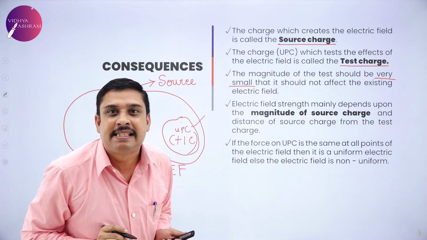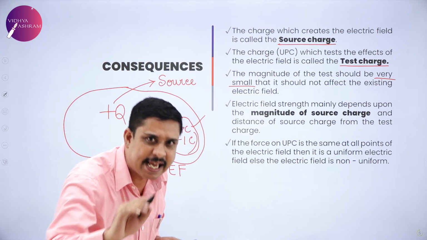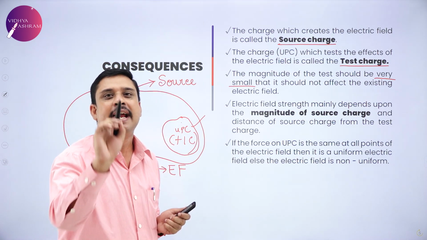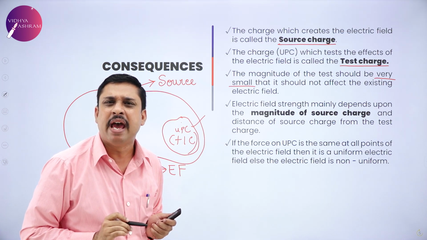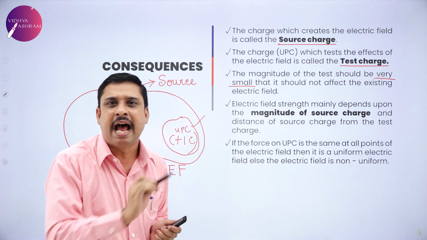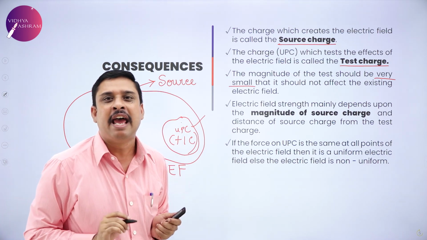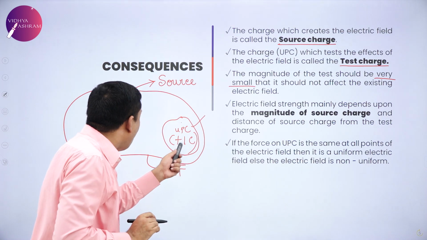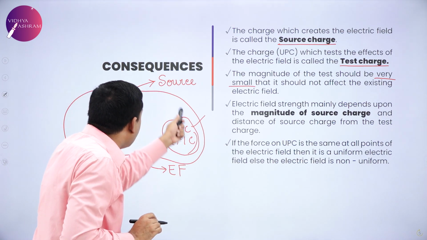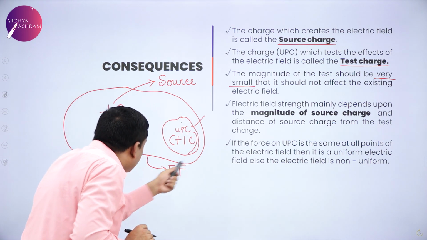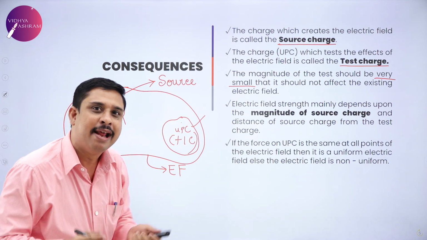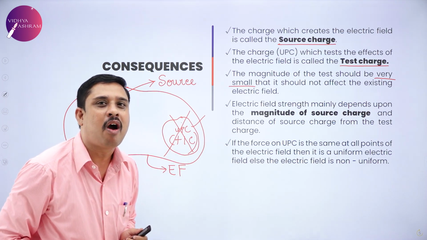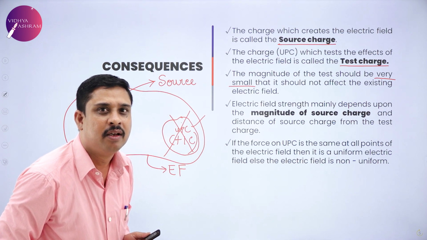UPC is the test charge testing the electric field. Why UPC is the test charge? Its magnitude is very, very small so that it will not affect the existing field. Which means now, what are the factors on which the strength of this electric field depends? I've clearly told you, UPC has no contribution to the strength.